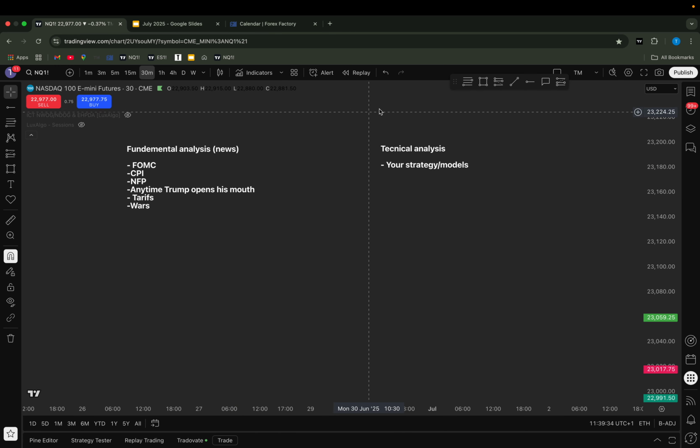Basically, there's two types of analysis you can do. Technical analysis, which is where you go on the charts, you mark stuff out, what you've been learning, and then fundamental analysis, which is pretty much just news. So with news, you have to be really careful because they can impact the market quite a lot, especially these ones listed here. It's mainly these bottom three that have been quite prolific.